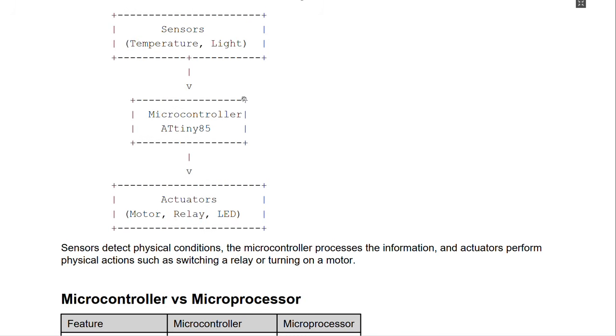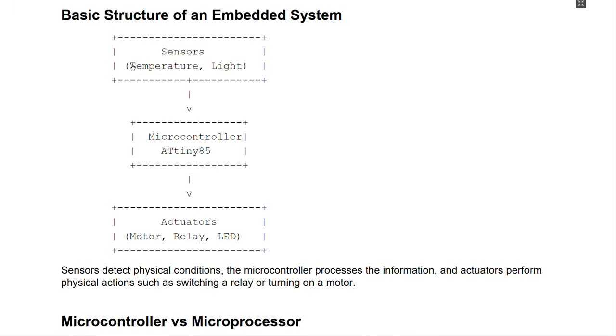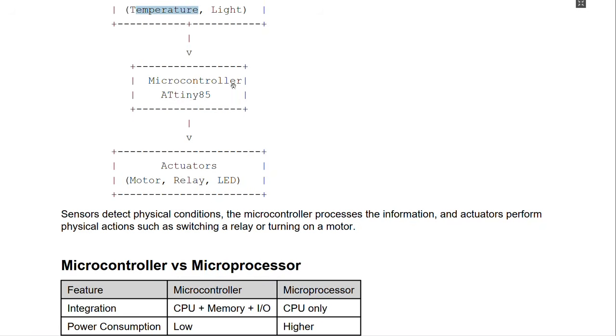Let's say we have a temperature sensor as our input to a given microcontroller, which is the ATtiny85. You can look up the ATtiny85 on Google. You will have a lot of information given to you about this microcontroller. It's an interesting microcontroller. It falls in the family of the AVR microcontrollers, and it's an 8-bit microcontroller. We'll look at the details later.